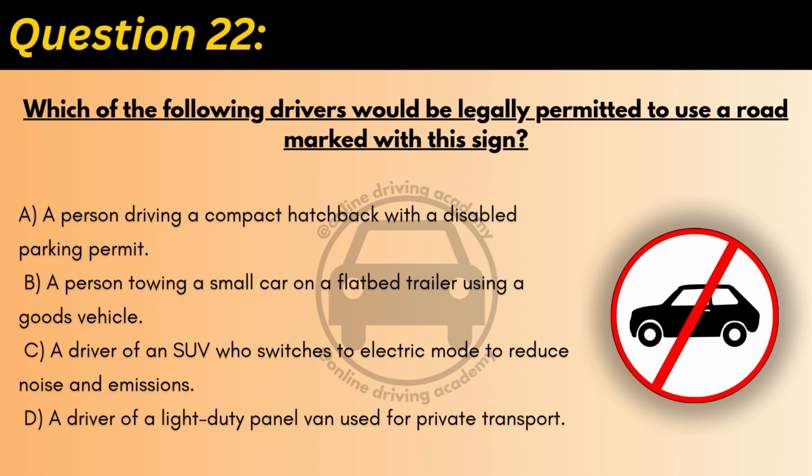Now since the sign is going to prohibit your motor cars from using this specific part of the road, automatically option A, option C and option D are all going to involve your private motor cars, right? So that means that option A, C and D cannot be your answer. The only correct answer here is going to be option B, because remember, a goods vehicle that's going to be towing a car is not going to fall under the category of a motor car. Therefore, it's not going to be violating any restriction.